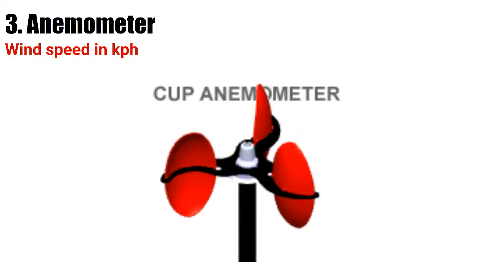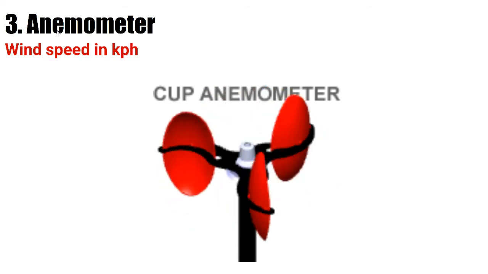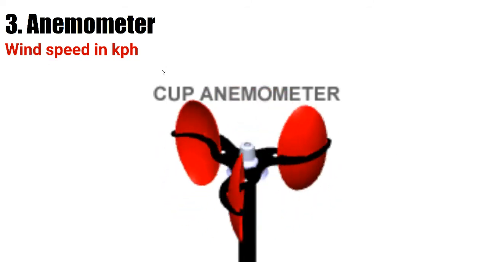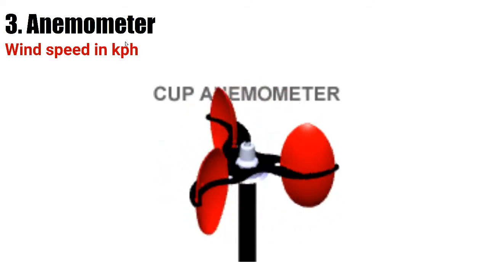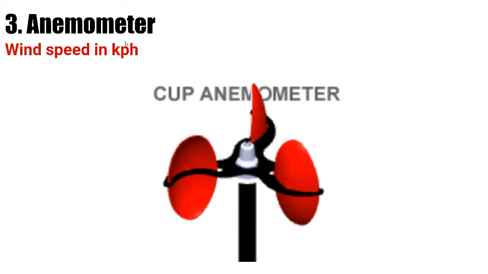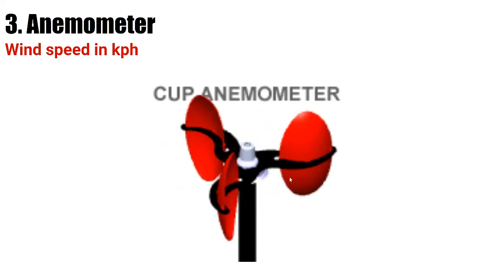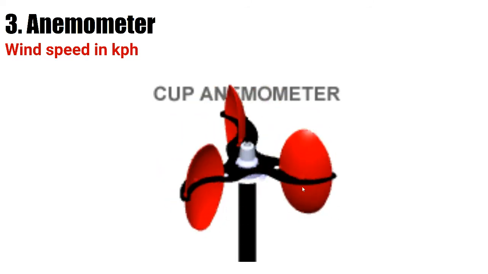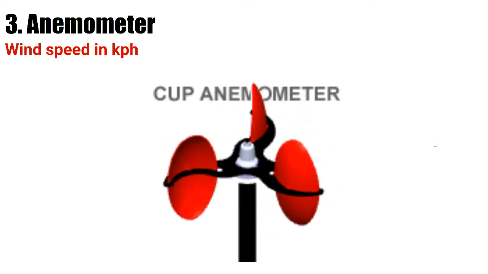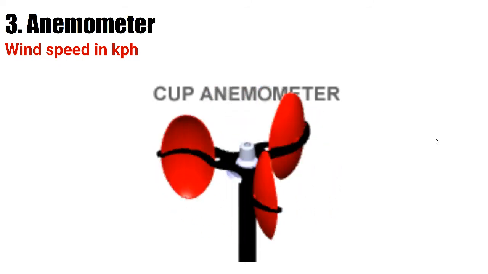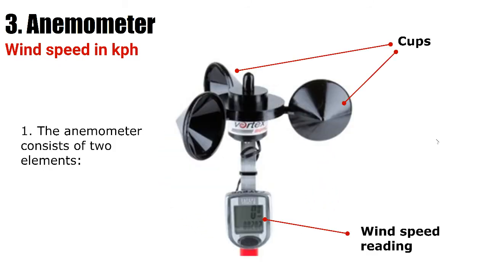This brings us to the third instrument, which is your anemometer. This measures wind speed in kilometers per hour, or sometimes in miles per hour, or sometimes even in knots. And it consists typically of 3 or 4 little cups like this that just catch the wind from whichever direction it's going in, and it spins around. The faster the wind, the faster it spins.